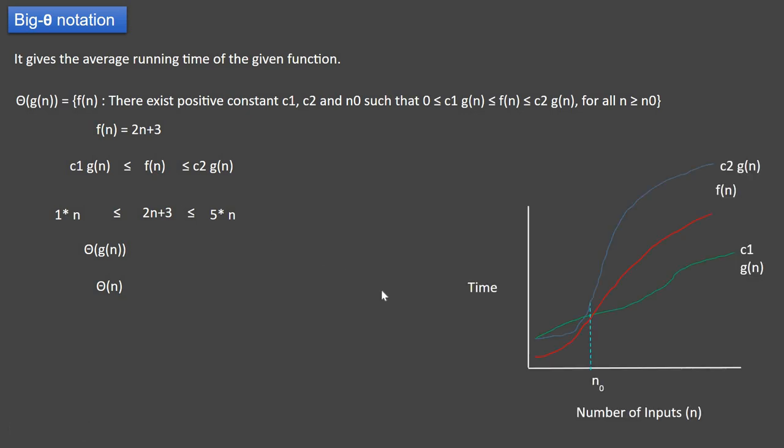If we draw the curve, it should be like the f(n) function after some values of n, which is equal to or greater than n naught. So the f(n) curve will be in the middle of c1 into g(n) and c2 into g(n), right? c1 should be below this curve, and c2 will have the curve above f(n), right? So this is what we call the big theta notation.